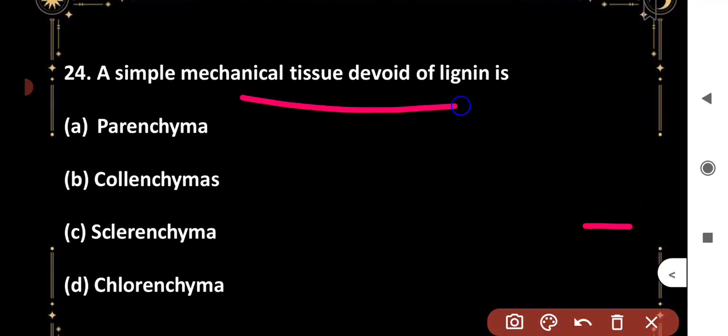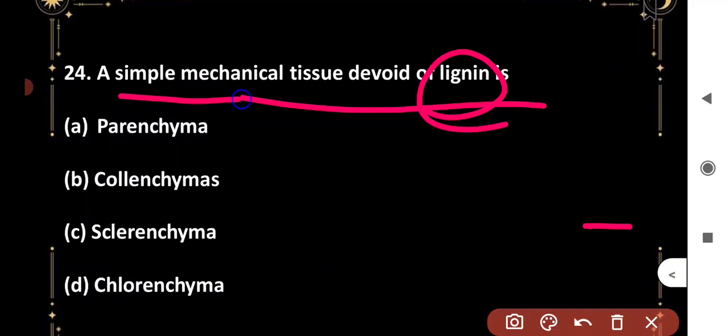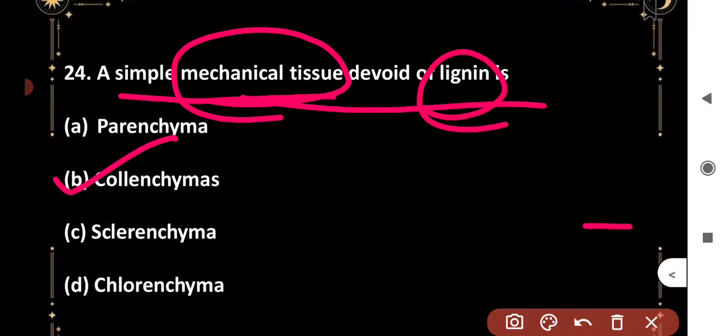A simple mechanical tissue devoid of lignin. Devoid of lignin means it is living. Simple mechanical tissue is collenchyma. Collenchyma provides tensile strength, right? So 24 is B.